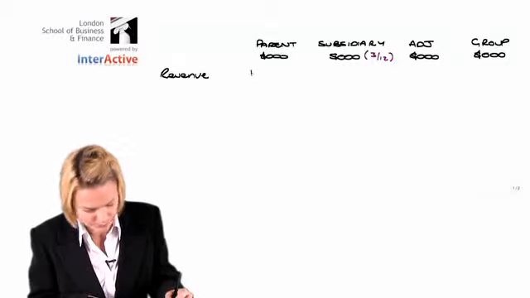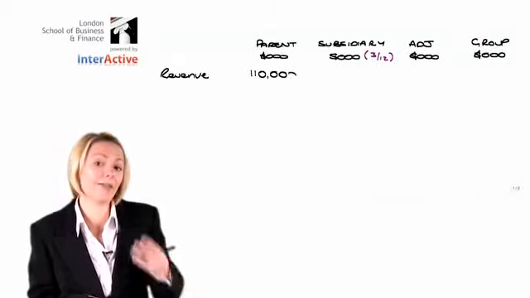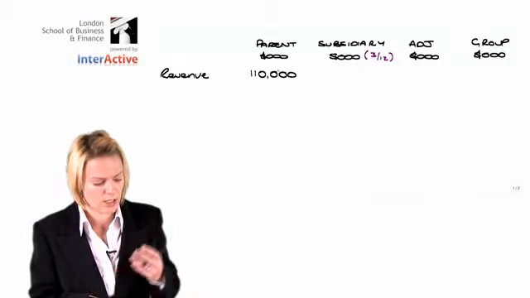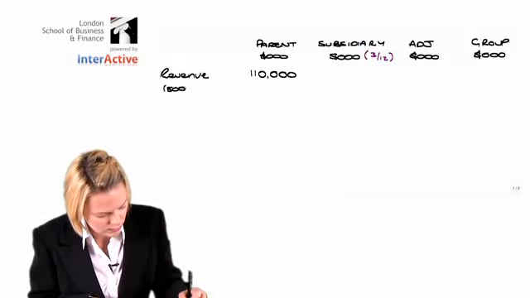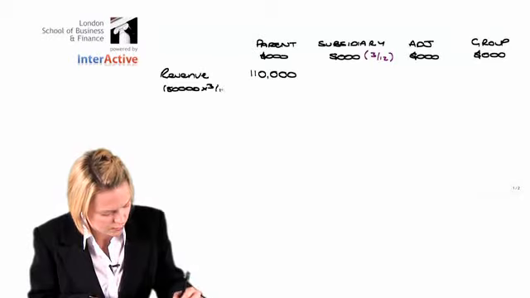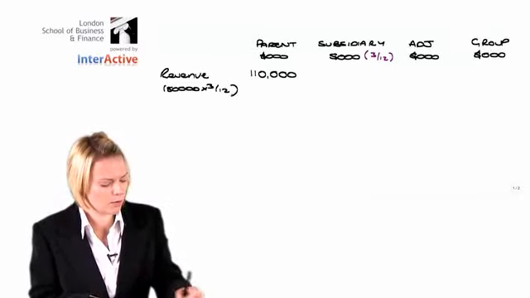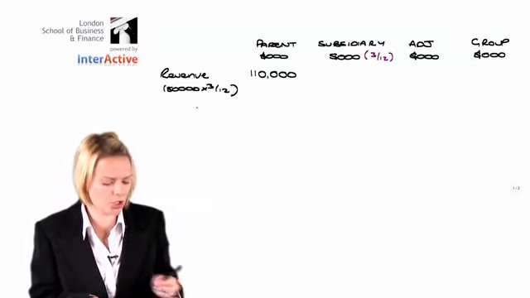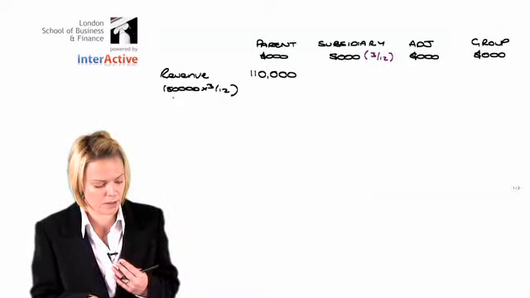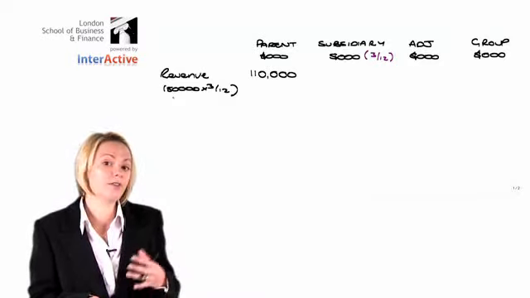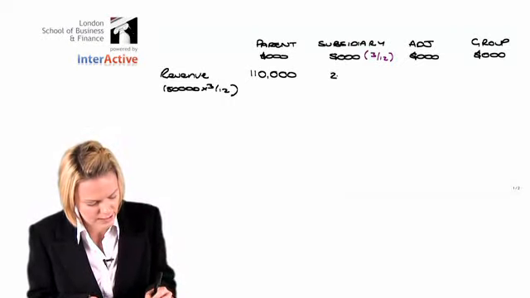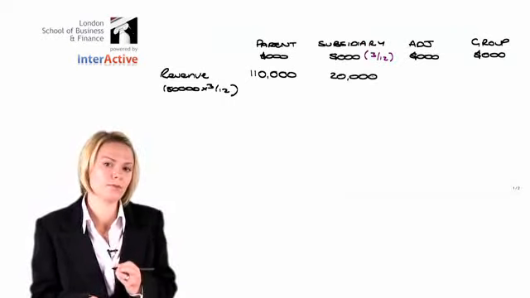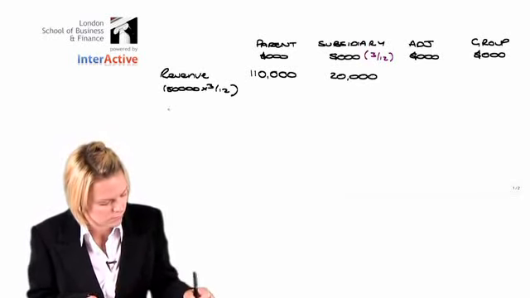Parent, $110,000. Subsidiary, well, it would be $80,000 times 3/12. I'm not going to write up the working every time, but just so you see where I'm getting the figures from. So 3/12 is essentially the same as a quarter, so that would be 20,000. That's it. We'll then do cost of sales.